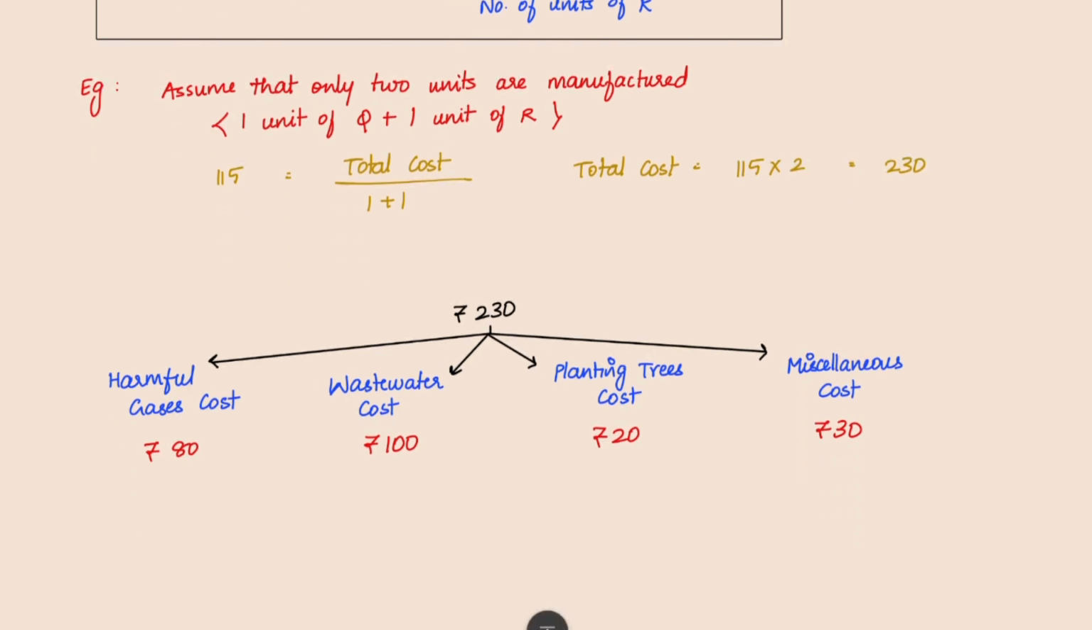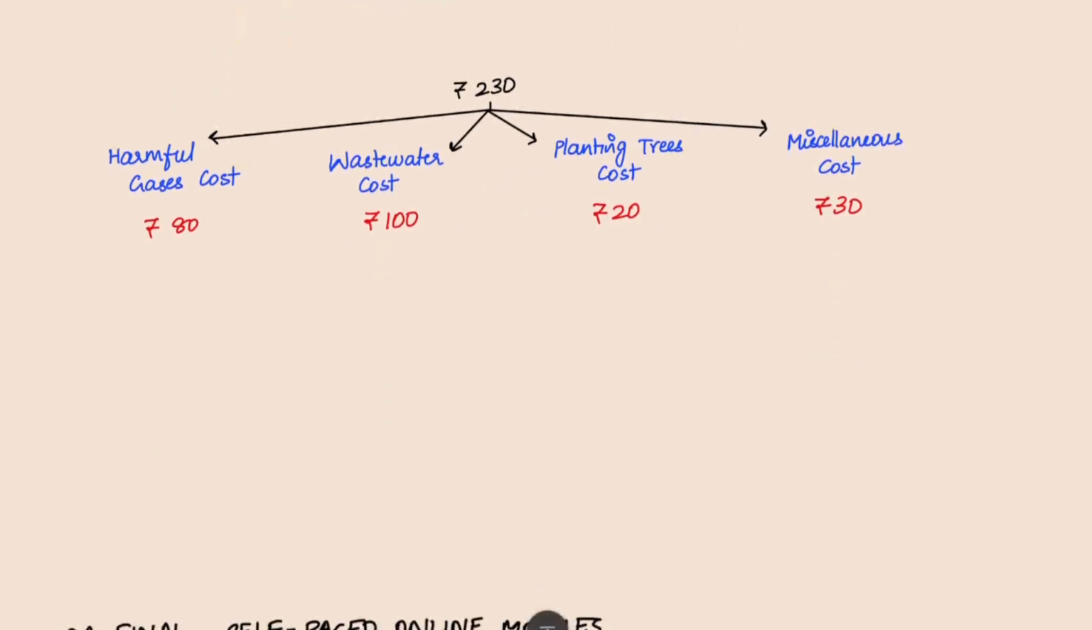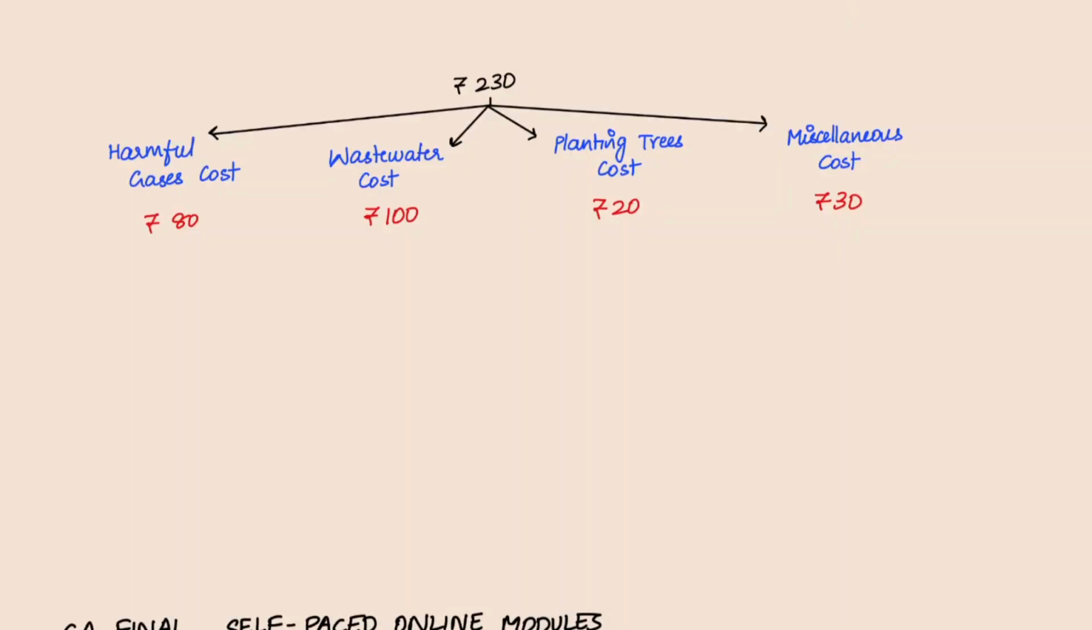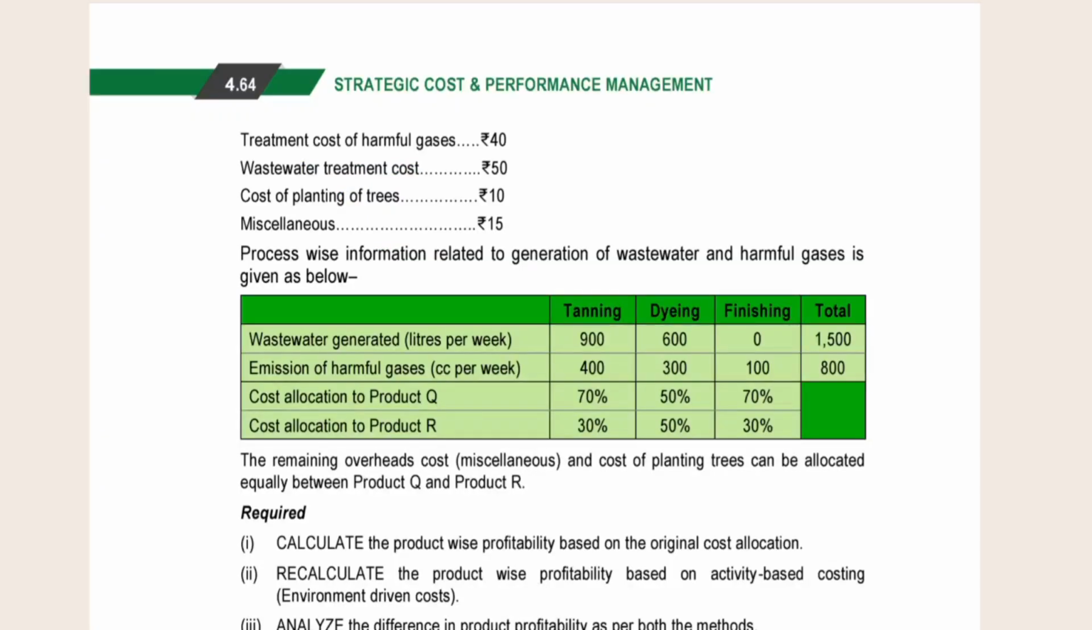Now, according to this formula, the rate is 115. The total number of units, 2, is in the denominator. Total cost is in the numerator. Now, by cross multiplying, you can find out the total cost. 115 multiplied by 2, the total cost will be 230 for 2 units manufactured. This 230 we have to apportion between different activities: harmful gases, wastewater, planting trees, miscellaneous. They have given the table in the question itself. Here, they have given the allocation. For 115 rupees, what is the breakup? 40 is the treatment of harmful gas, 50 is the wastewater treatment, planting trees 10, miscellaneous 15.